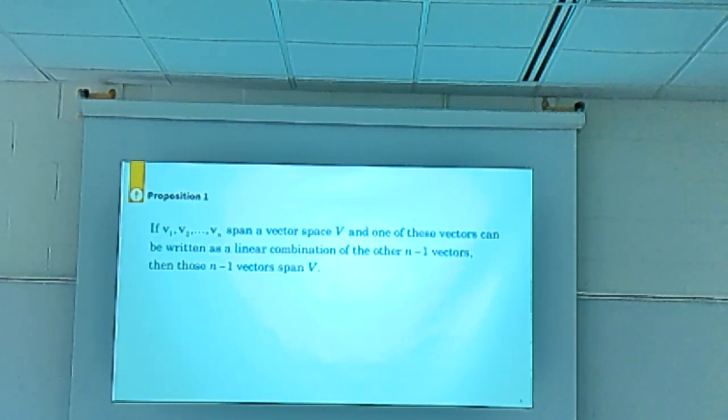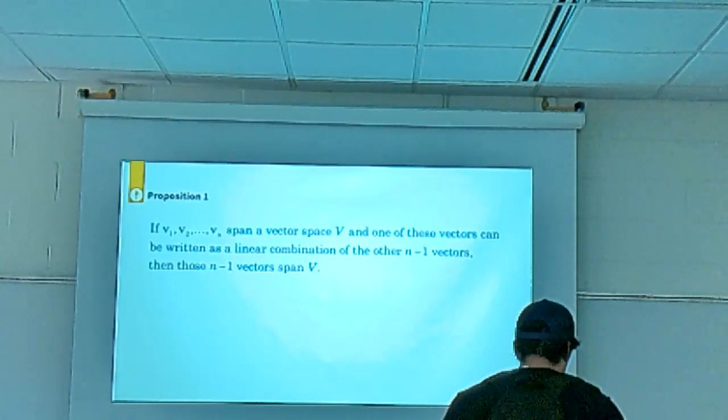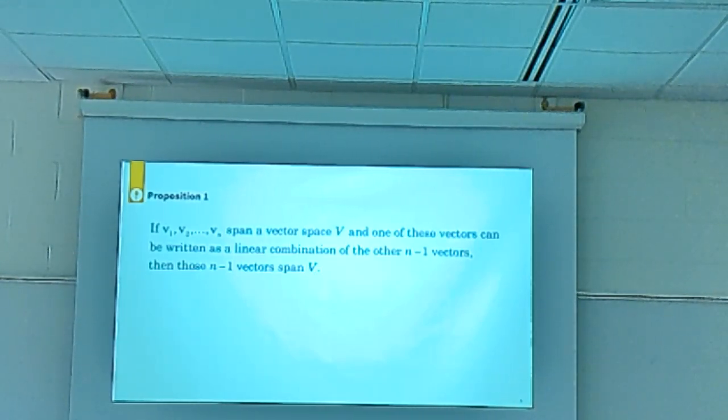So it seems the idea would be, right? You know that a set spans your vector space. Now just check to see if any of those vectors in that set are a linear combination of the others. If it is, remove it. You don't need it, it's redundant.